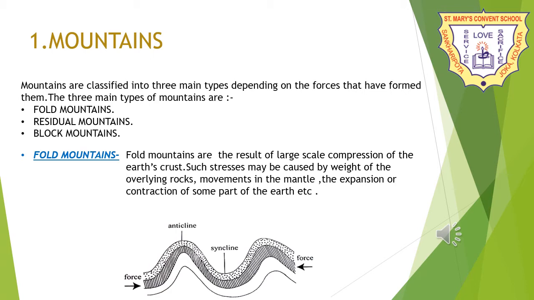Here is a picture of the structure of a fold mountain. Here we can see the upfolds are called anticlines and downfolds are called synclines, and the forces act from the sides and cause a fold mountain.